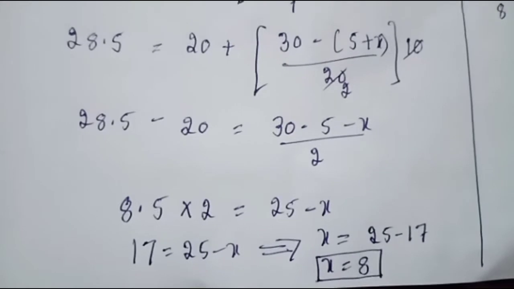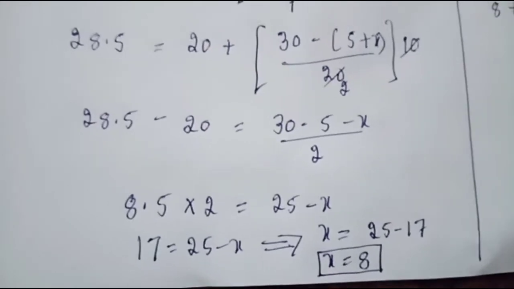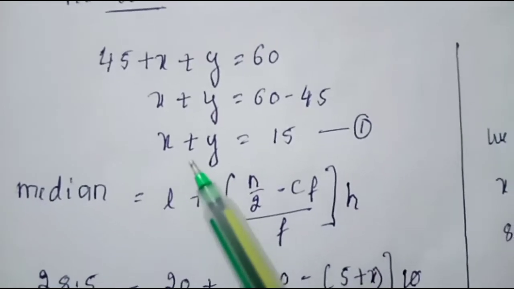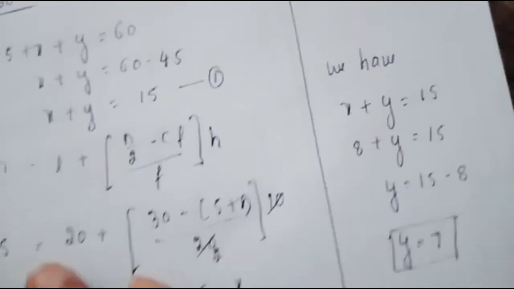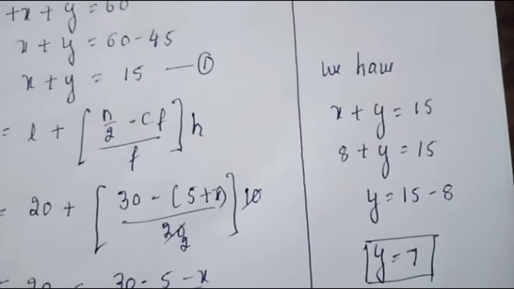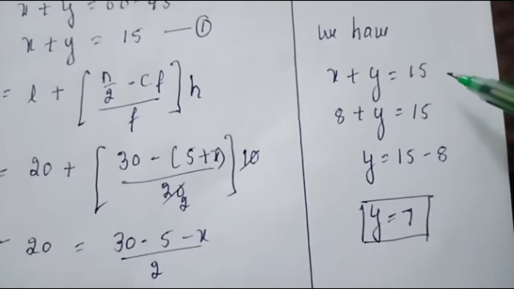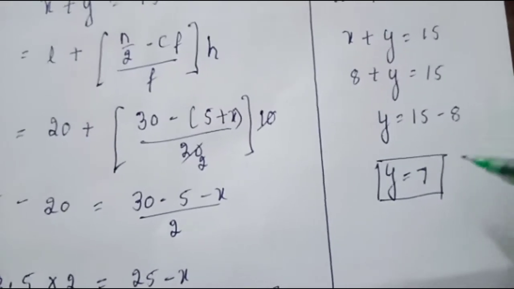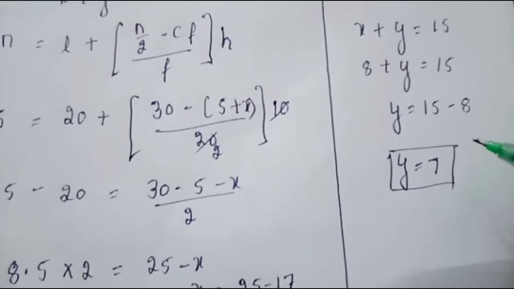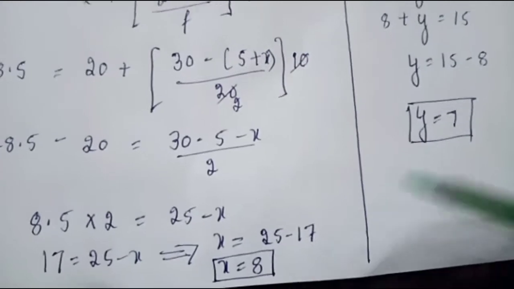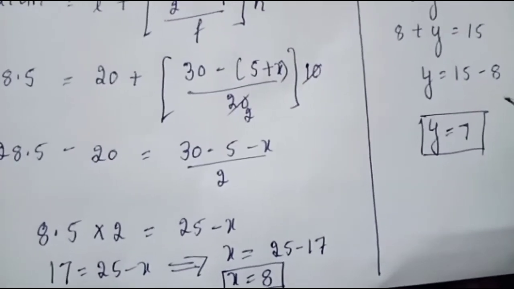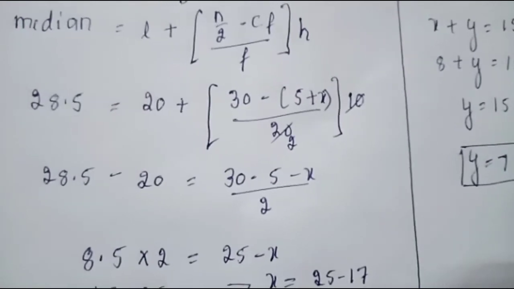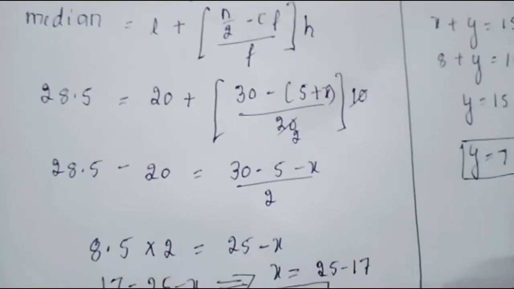But I need to find x and y both. So how can I find it now? Already we have an equation in two variables. So let us take that equation and substitute the value of x now. x plus y equals 15. x is 8, so y equals 15 minus 8. Therefore y equals 7. So we got x as 8 and y as 7. So whatever tips I told in this question, remember, it's a very important question.